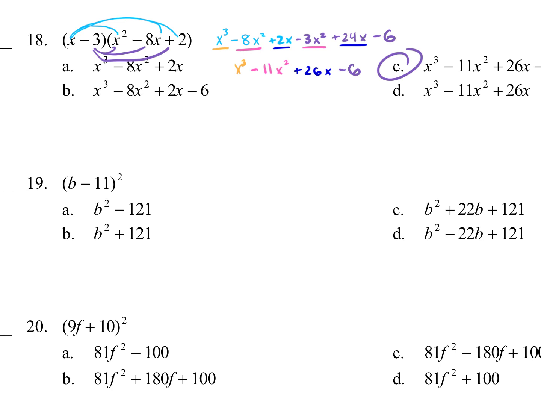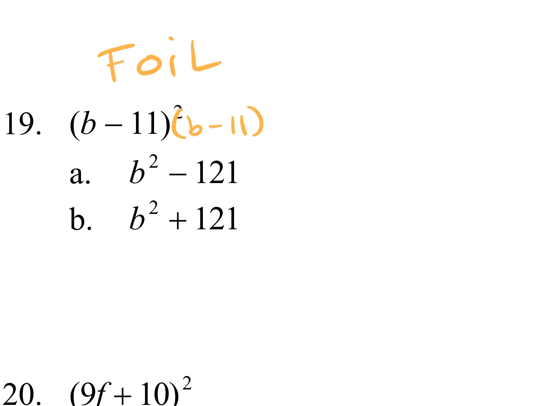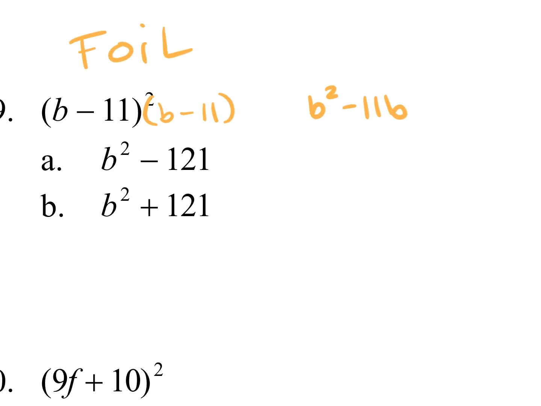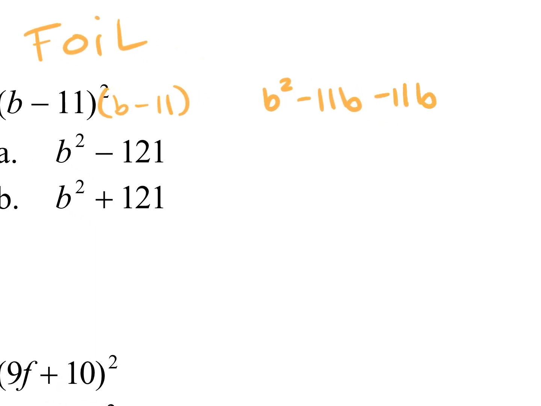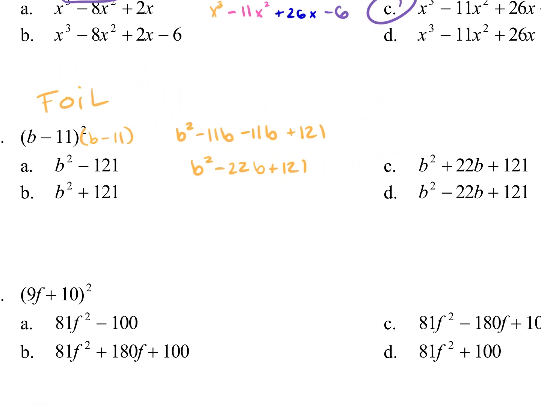For 19, how do I multiply this? We write it twice. Perfect. B minus 11 squared is like saying B minus 11 times B minus 11. Then we have to FOIL. You can never just distribute that squared when you have 2 terms on the inside. So here, B times B would be B squared. B times negative 11 is negative 11B. Minus 11B, then plus 121. So B squared minus 22b plus 121. So that matches answer choice D.